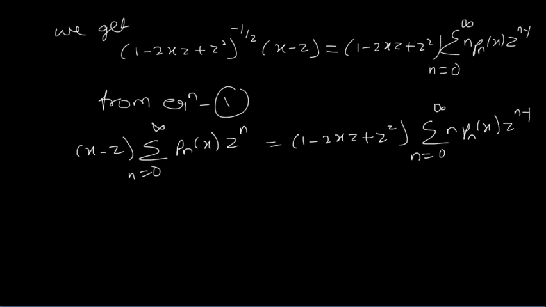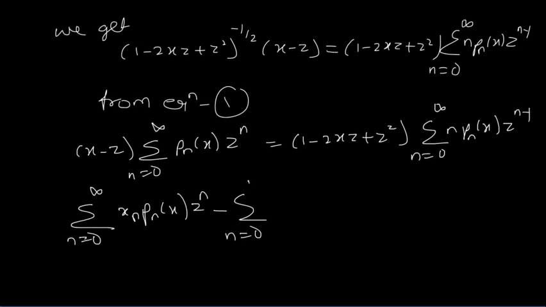Now multiplying these two, which gives summation from n is equal to 0 to infinity x into Pn of x into z raised to n, then minus this into this. That is summation from n is equal to 0 to infinity Pn of x into z into z raised to n, so it becomes z raised to n plus 1. So similarly we multiply these two terms, each and every term.